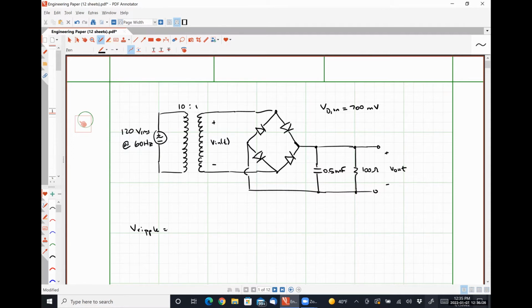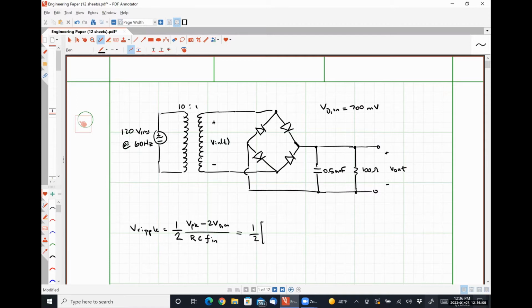Bridge, okay? So for a bridge rectifier, our ripple voltage is given by 1/2 V peak minus twice VD on, divided by RC times our input frequency, right? That's our equation for our ripple voltage. So factor 1/2, pretty straightforward.